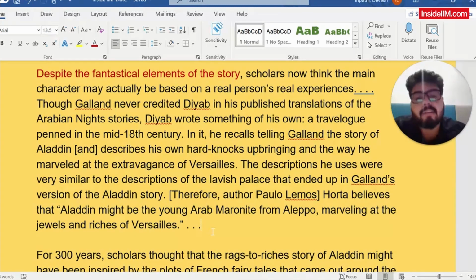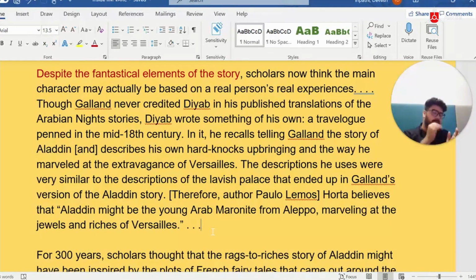Though Galland never credited Diab in his published translation of the Arabian Nights stories, Diab wrote something of his own. Now it seems that Galland did write in his diary that he heard it, but as far as the Arabian Nights is concerned, he never credits him as the creator. It's just our inference, which we are trying to make by connecting the dots: you heard it from him, and that is the reason he may be the writer, and you are just the one recreating it. And then the author builds on various statements.